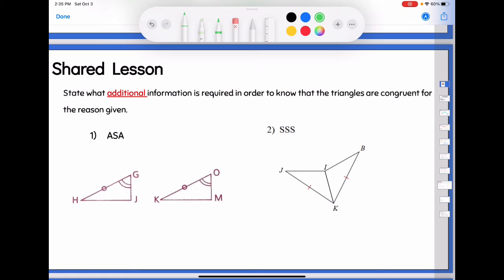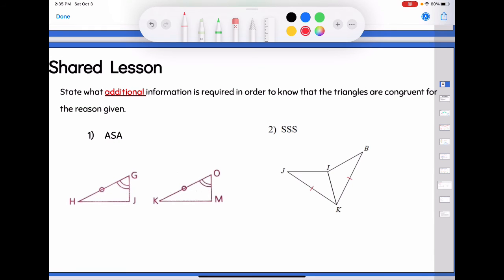Well, let's see. I see that I have HG congruent to KO, so there's one side. I have angle G congruent to angle O, so there's our angle. Now, if I want it to be angle, side, angle, I have an angle, I have a side. I need another pair of angles. And remember that my side has to be the included side, right? So this guy here has to be in between the congruent angles. So that would mean that I would need angle H to be congruent to angle K. And if I knew that, then I would have angle, side, angle.